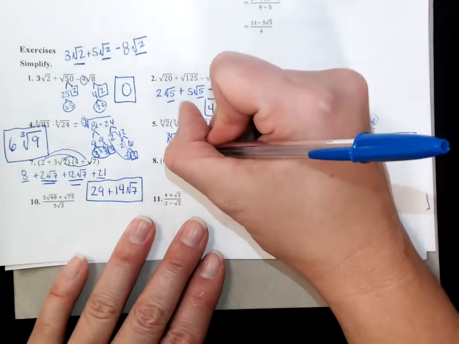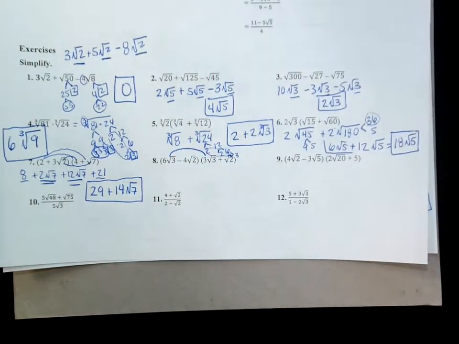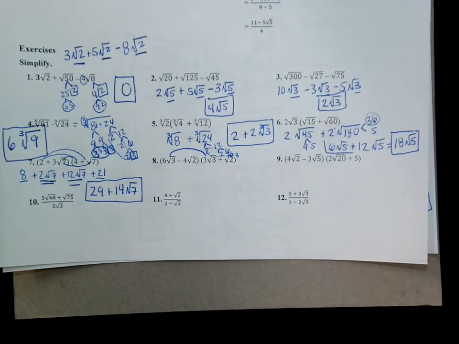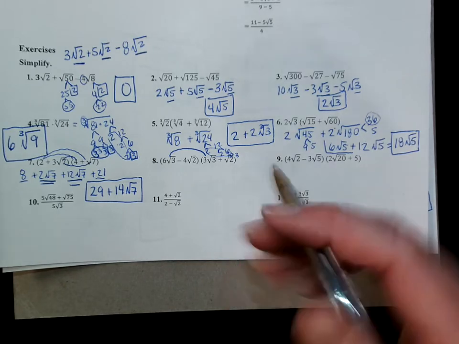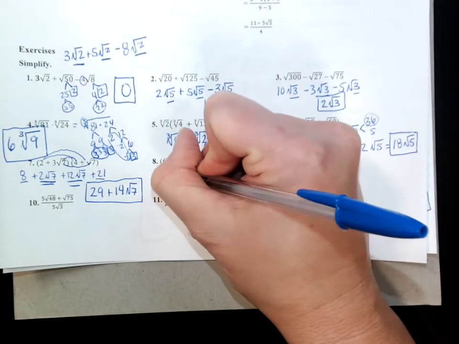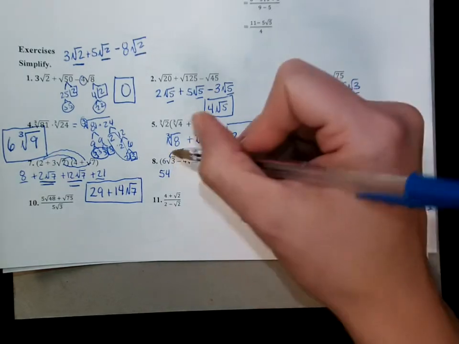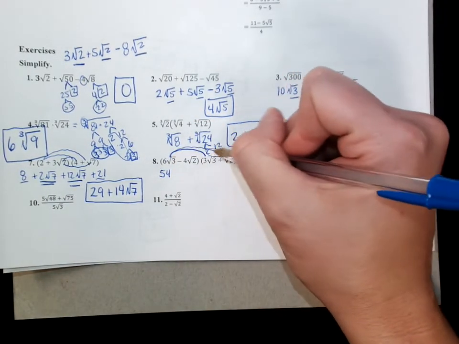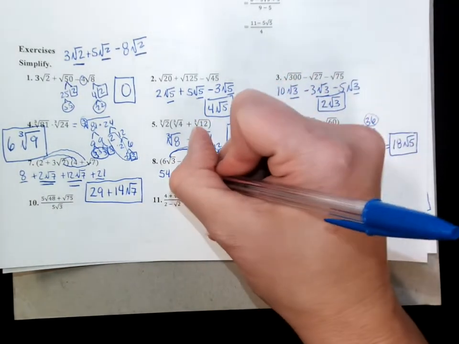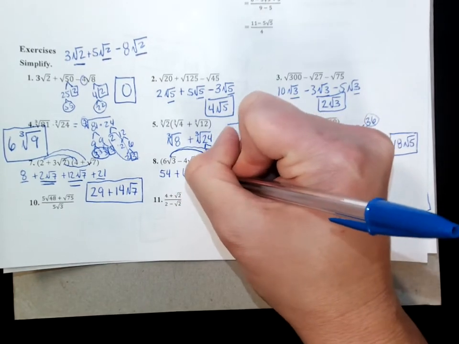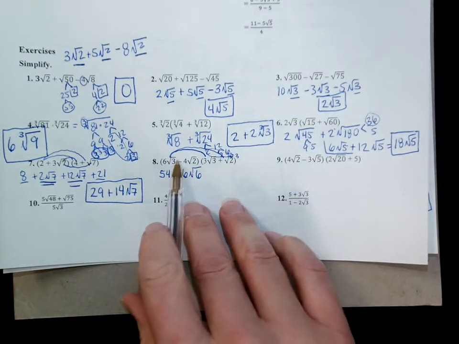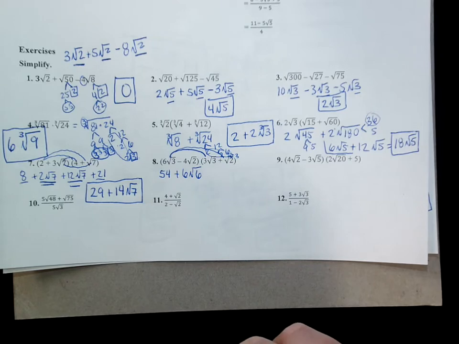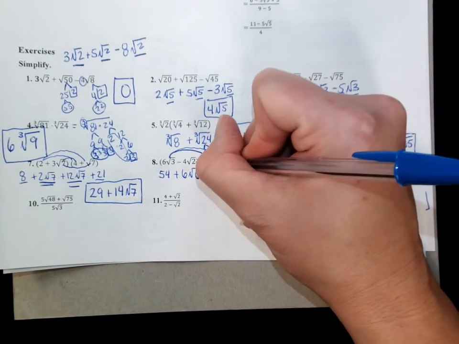6 square roots of 3 times 3 square roots of 3. Okay, that 6 times 3 is 18. The square root of 3 times the square root of 3 is just 3. So 18 times 3 is 54. Okay. 6 square roots of 3 times the square root of 2 is just 6 square roots of 6. See what I did there? Square root of 3 times the square root of 2, square root of 6. Okay. So same thing when I get ready to do this one right here.